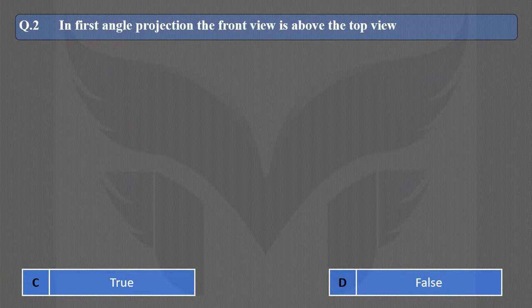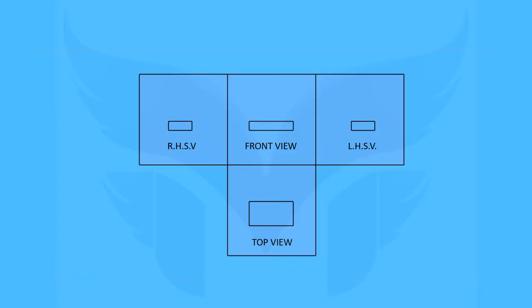Let's take the next question. In first angle projection, the front view is above the top view. Is it true or false? And the answer is true. We know that after we bring all planes onto a single plane, like we just did in the previous explanation, the position of views becomes this. Here we can see that the front view lies above the top view. The right hand side view is to the left of the front view and the left hand side view is to the right of the front view.